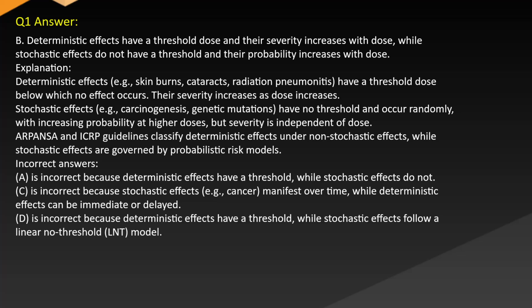Incorrect answers. A is incorrect because deterministic effects have a threshold while stochastic effects do not. C is incorrect because stochastic effects, e.g. cancer, manifest over time, while deterministic effects can be immediate or delayed. D is incorrect because deterministic effects have a threshold while stochastic effects follow a linear no-threshold (LNT) model.